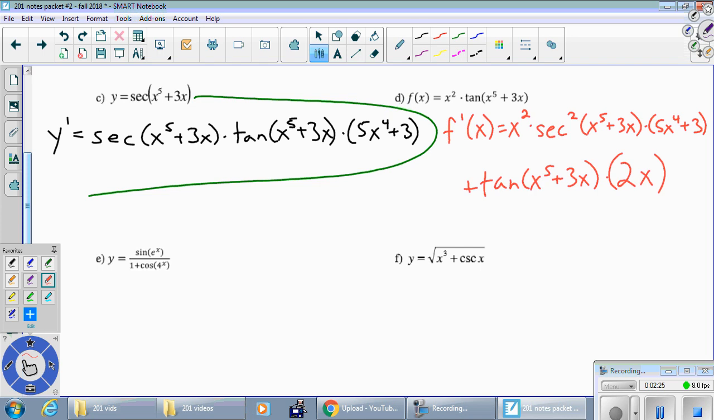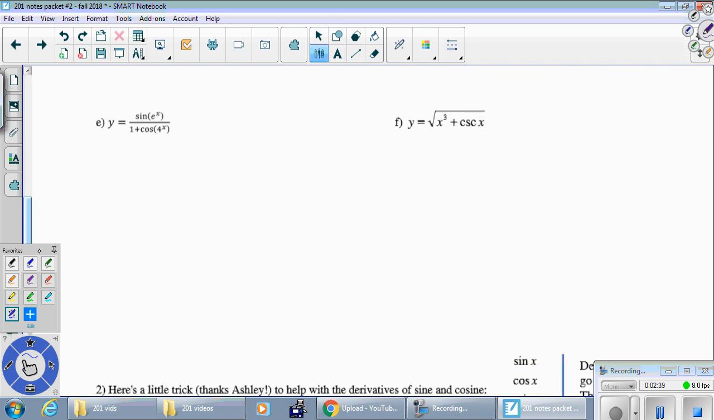Make sure you don't think that this is the product of three things. It's x squared, and it's tan of x to the 5th plus 3x. This is one thing. Right? It's not tan times x to the 5th plus 3x. It's tan of x to the 5th plus 3x.